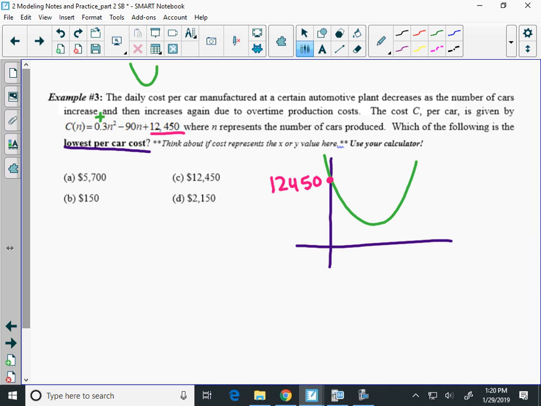So we need to somehow make our window go from 0 high enough to see our Y-intercept. Now, do I really need anything above the Y-intercept if I'm looking for the minimum here? No, so I'm going to make my Y's from 0 to 12,450. And the X's, we're kind of stuck. We don't really know. Let's pick something, and then if it's not big enough, we'll adjust. So how far out do you want to make the X's go? Just pick a number. 200. Okay, and if 200 isn't big enough, we will adjust.